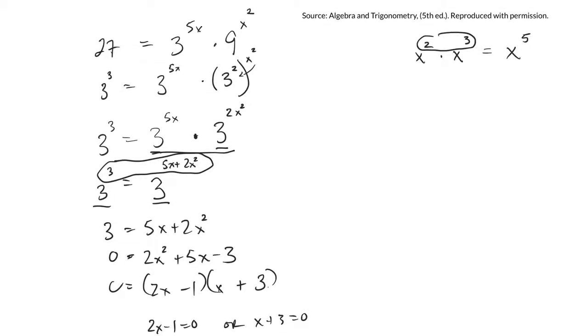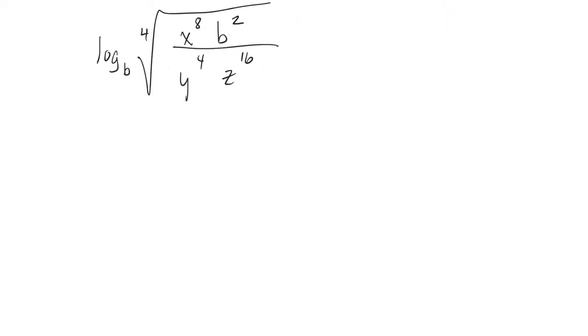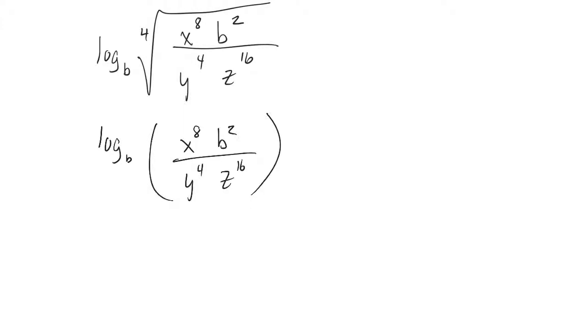Here's another question. And this one involves using the laws of logarithms. So here I've got the fourth root. So the first thing I would do is change that fourth root into a fractional exponent. So this whole thing that's inside here, x to the 8th b squared over y to the 4th z to the 16th, gets raised to the 1/4 power. Okay, and then that 1/4 power gets applied to each factor that's inside. So I have to apply it to this, to that one, and to that one.